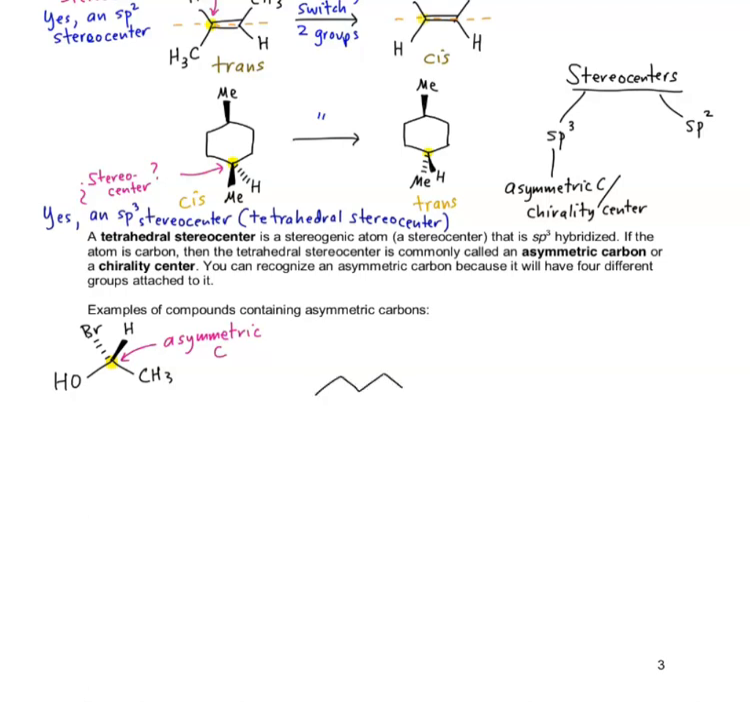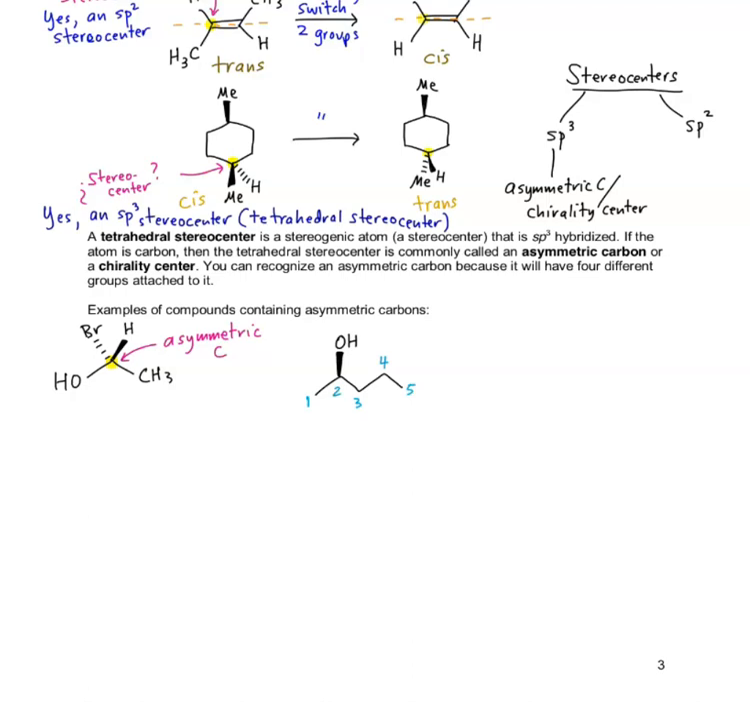Let's try another one. Let's take a look at this alcohol. So I'm going to number the carbons from left to right. So at carbon 1, if we inspect all of these carbons, at carbon 1, we know that there are 3 hydrogens. Okay, so you don't have 4 different groups. So carbon 1 is not an asymmetric carbon.